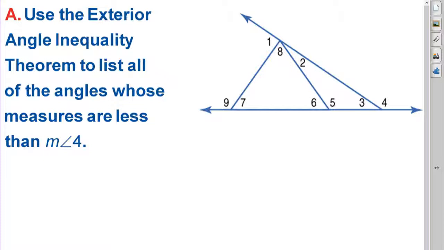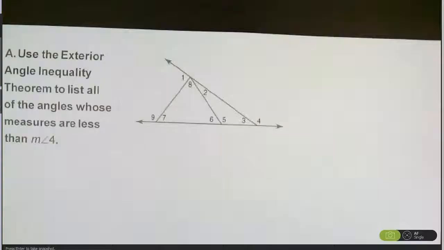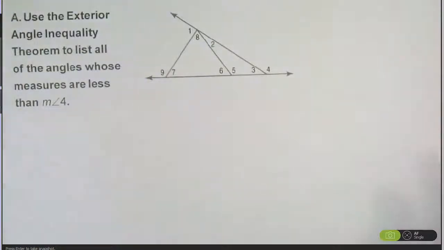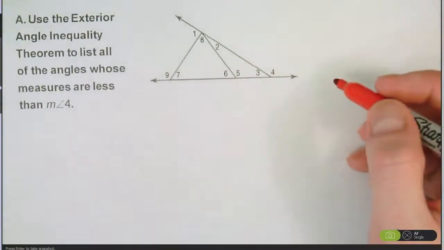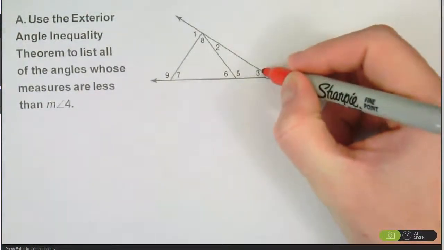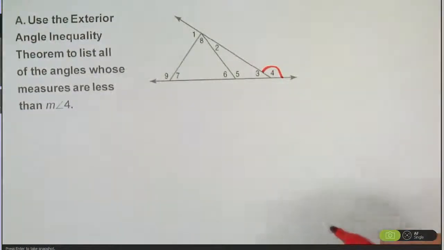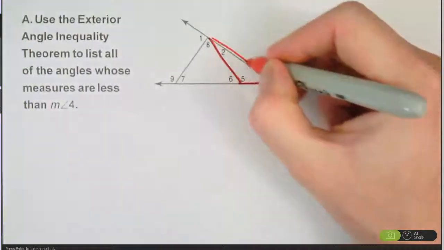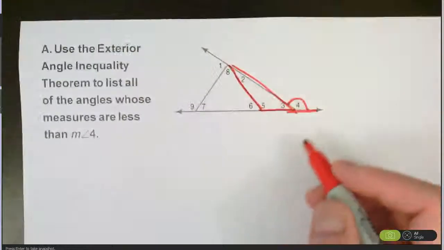We want to use the exterior angle inequality theorem to list all angles whose measures are less than angle 4. What this question is really asking us to do is sort out, for angle 4, what all of its remote interior angles are. Because if it's a remote interior angle, then angle 4 is bigger than it. There are a few triangles in this drawing, but here's angle 4. Angle 4 is the exterior angle. So here's the first triangle that it's an exterior angle for.